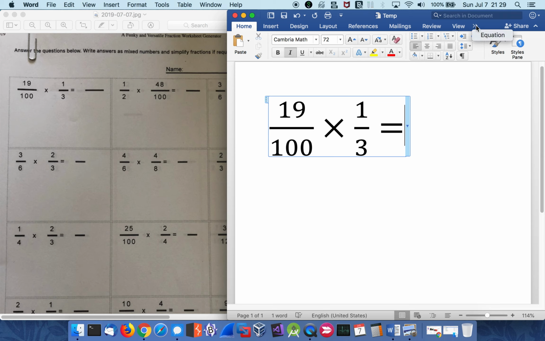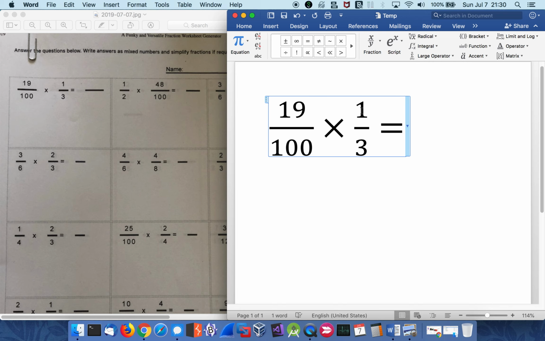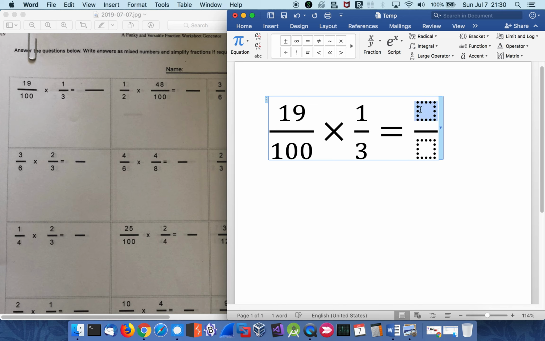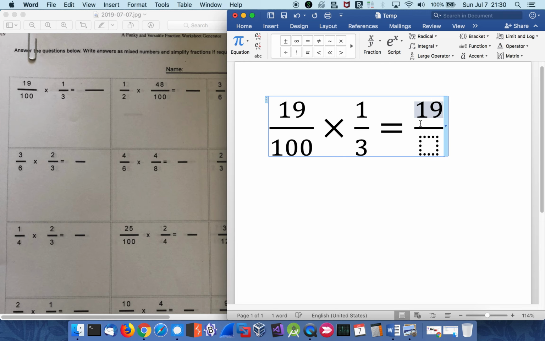So let me see how I insert an equation here. I need to put the fraction. Maybe I can just, let's see, here we go, fraction. There we go. So 19 times 1 is 19. And then for the denominator, you multiply the denominator of the first one, which is 100, by the denominator of the second one, which is 3, to get 300.